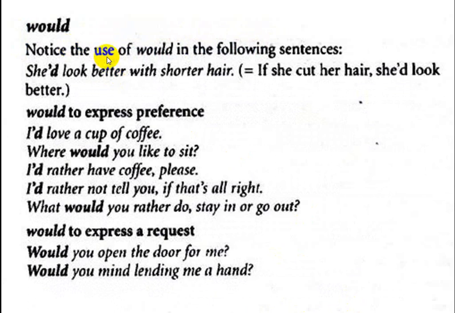Would. Notice the use of would in the following sentences. This is the use of "would," which is a modal verb. She'd look better with shorter hair. Here 'd is the short form of would. She would look better with shorter hair means, or equals, if she cut her hair, she'd look better. This is the meaning of this sentence.